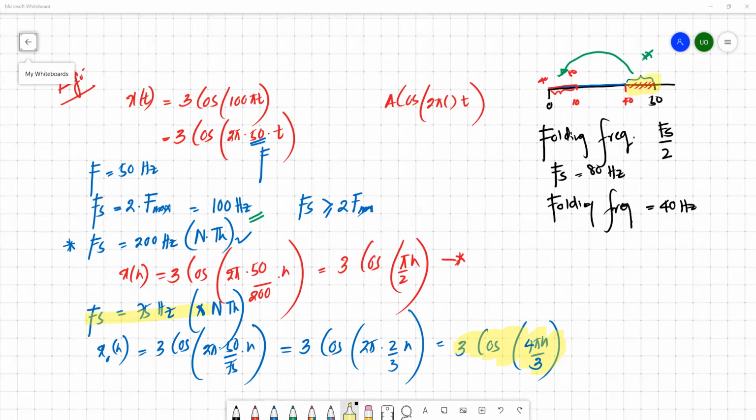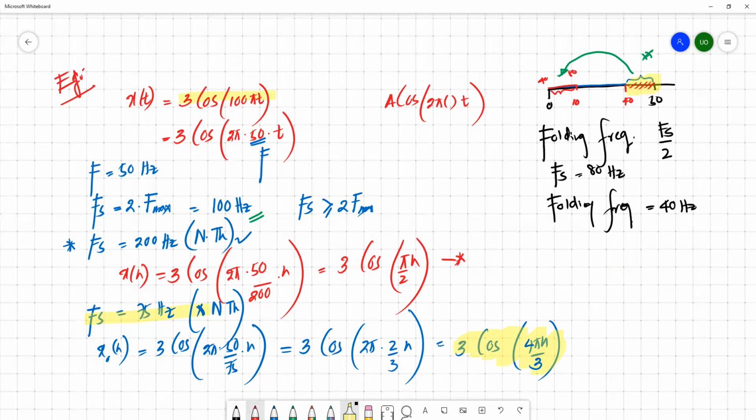Now, if you sample this 3 cos 100 pi t using 75, we end up with the discrete signal 3 cos 4 pi n over 3. So if you can find any continuous frequency component which generates exactly the same discrete signal, what would be that particular frequency?